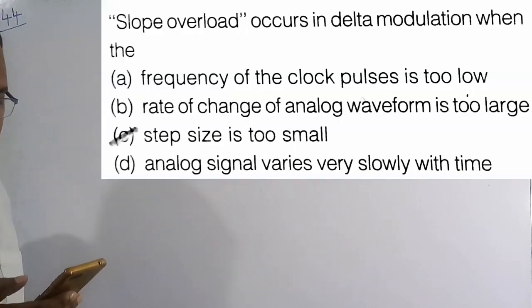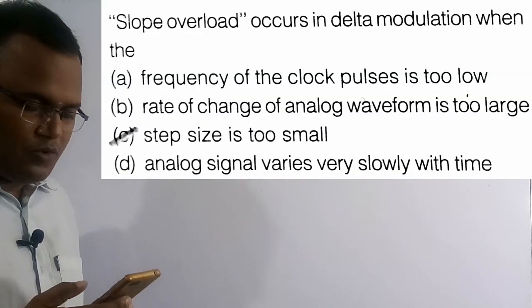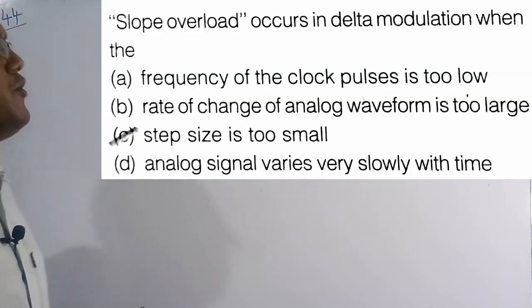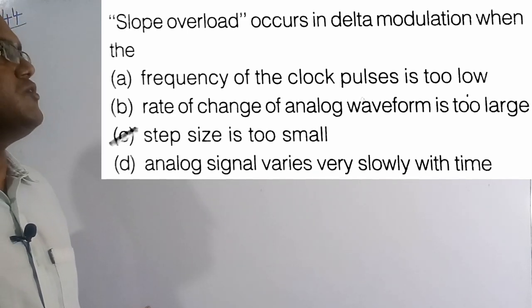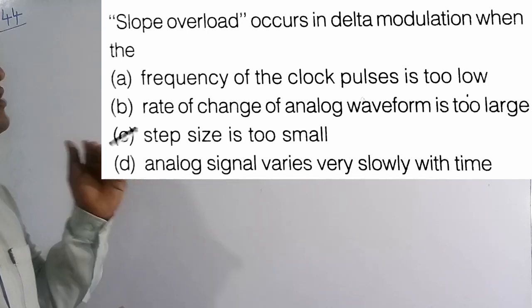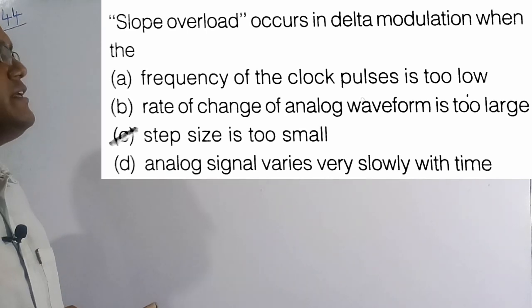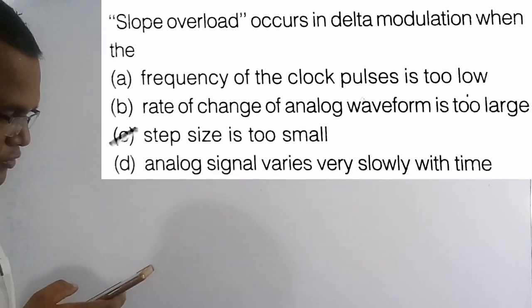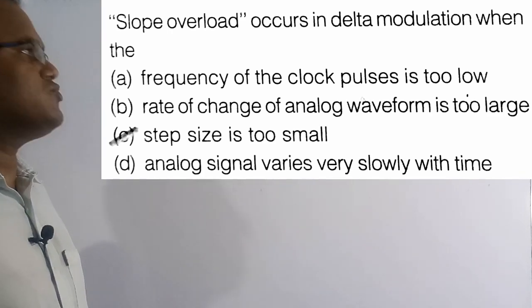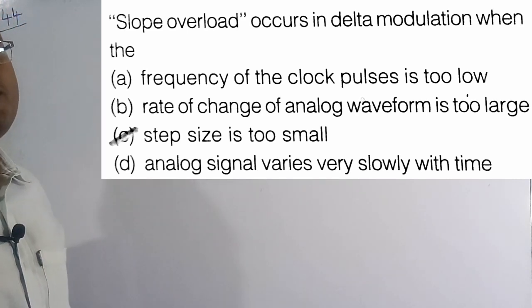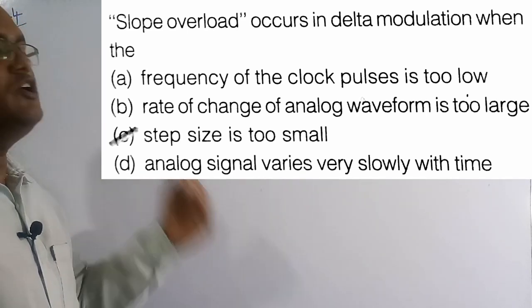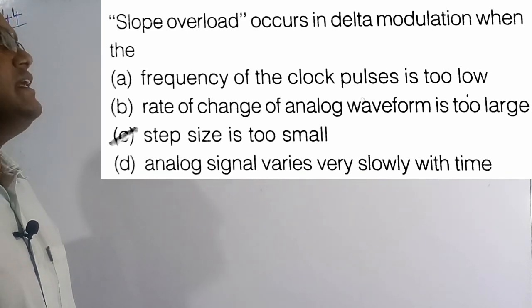So now we are going to solve the 144th question. See the question here. Slope overload occurs in delta modulation when the... So at what conditions are we going to get slope overload in the delta modulation, we need to figure out. So what are the 4 options? Option C, when the step size is too small. So when the step size is too small for the staircase waveform, yes, then slope overload is going to occur in this delta modulator.